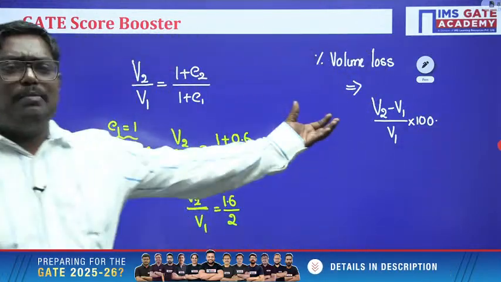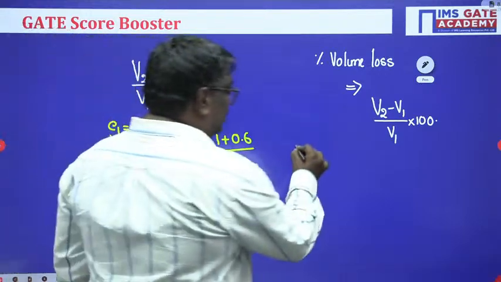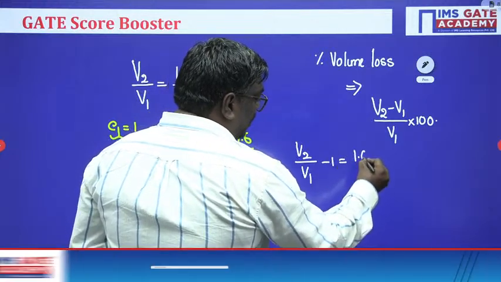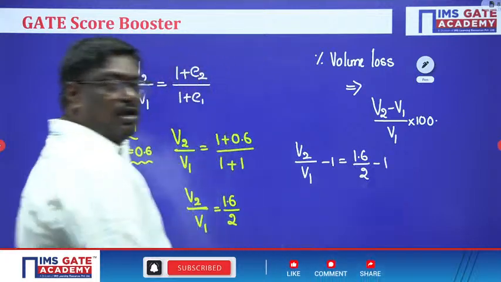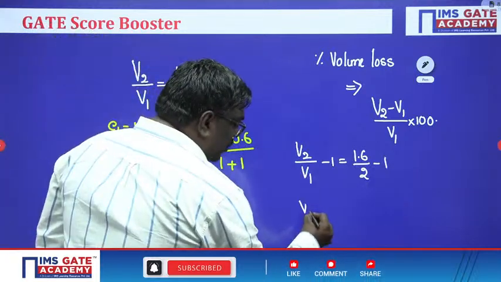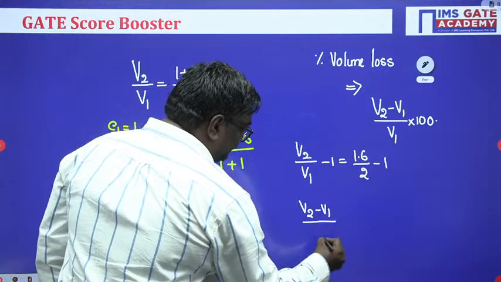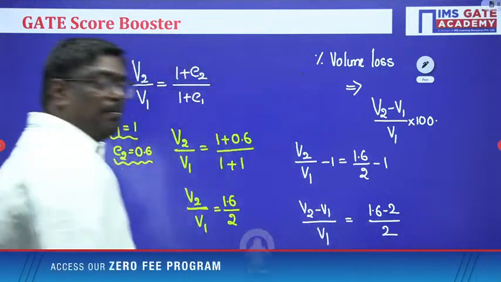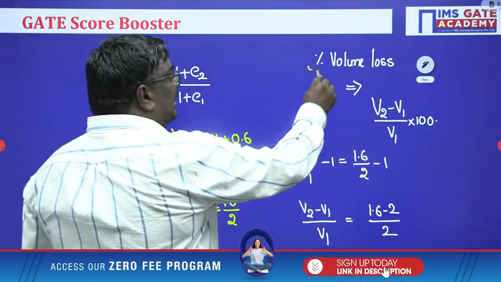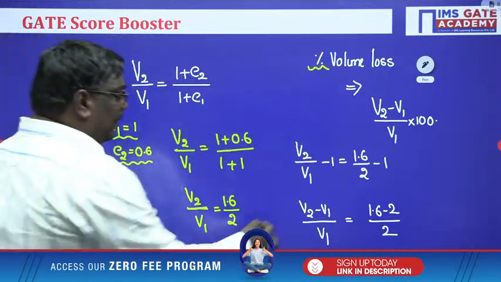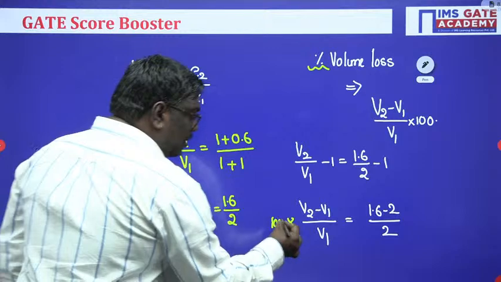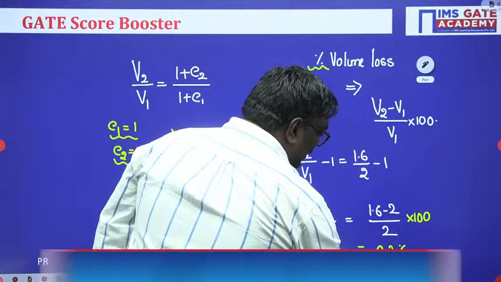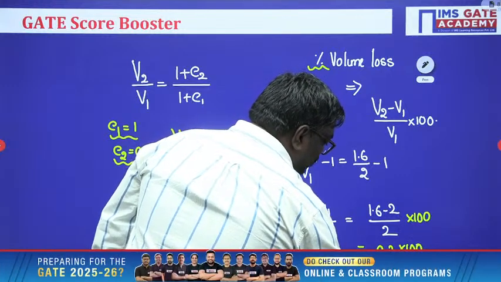So, how can I develop that equation using this? If I subtract 1 on both sides, V2 by V1 minus 1 is equal to 1.6 by 2 minus 1. Now, this can be written as (V2 minus V1) by V1 is equal to (1.6 minus 2) by 2. But they have asked for a percentage. Percentage means you have to multiply by 100. So, here it should be equal to minus 0.2 into 100. Here we will get minus 20%.